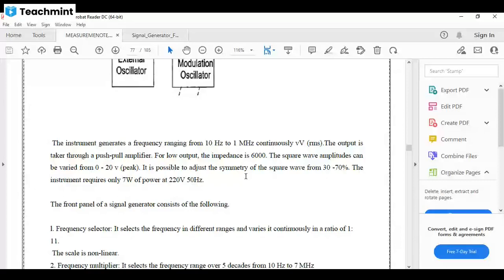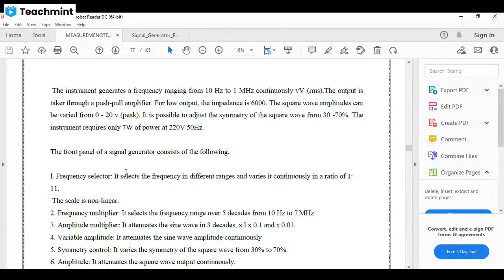The frequency selector on the front panel of the signal generator consists of the following. The number is the frequency selector, meaning we can select the frequency in different ranges, and it also varies continuously with the ratio of 1 to 11, and the scale is a non-linear scale.